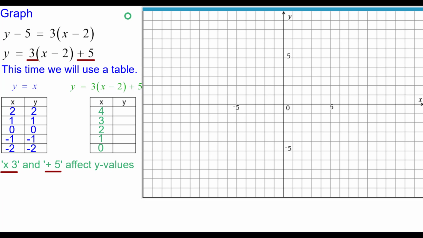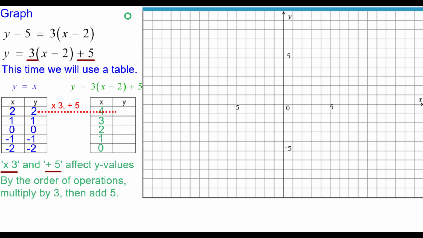The times 3 and the plus 5 affect y values. And by the order of operations, we multiply by 3 first, and then we add 5 second. So we're going to take each y value and multiply it by 3, then add 5. So in this case, 2 times 3 is 6, plus 5 is 11. And that's shown right here, how we're doing that. So we'll go ahead and plot 4, 11, which is kind of off our screen here.